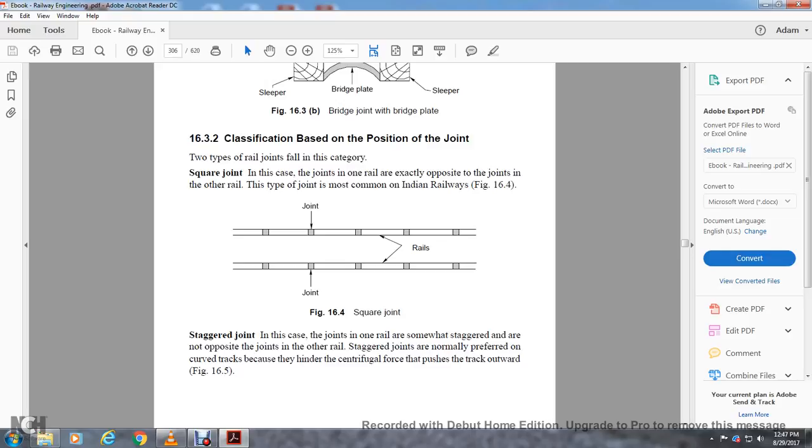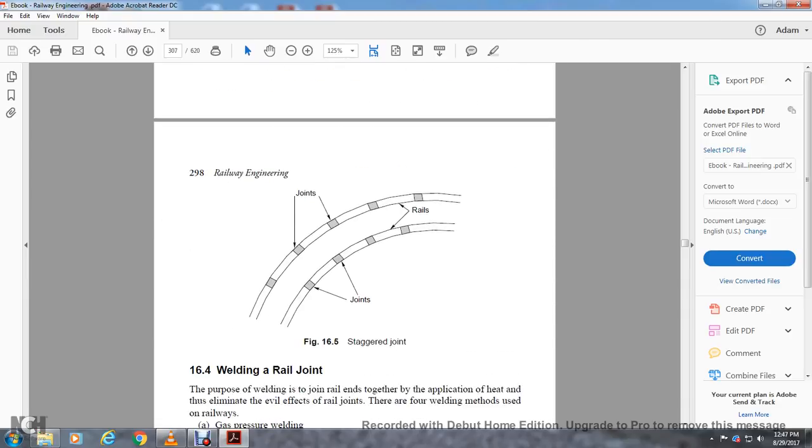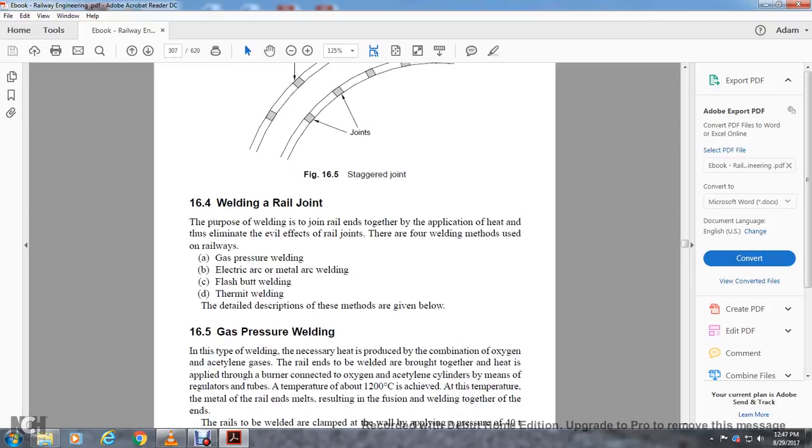Staggered joints. In this case, the joints on one rail are staggered and are not opposite the joints on the other rail. Staggered joints are normally preferred on curved tracks because they hinder centrifugal forces that push the track outward. Figure 16.5 shows staggered joints on a curve.